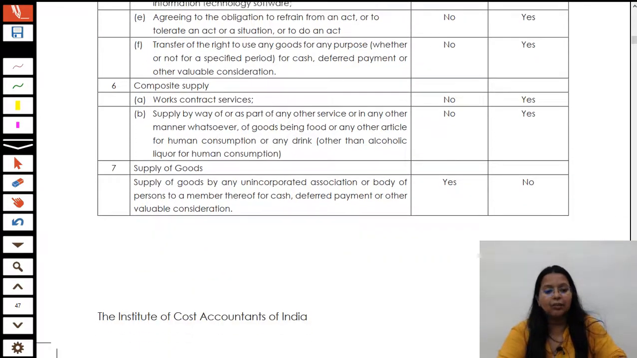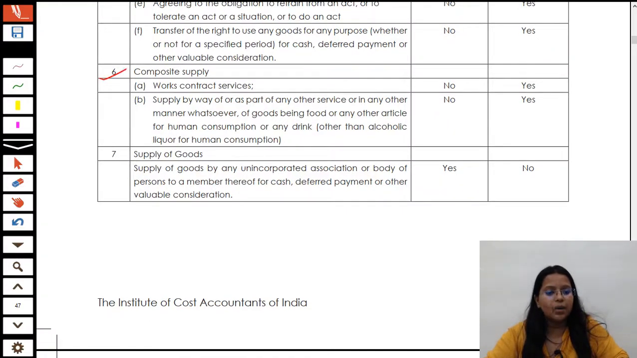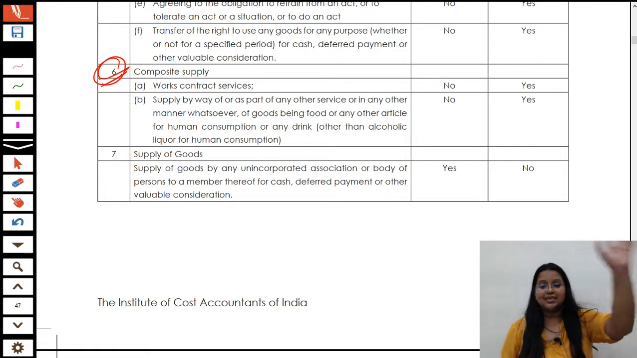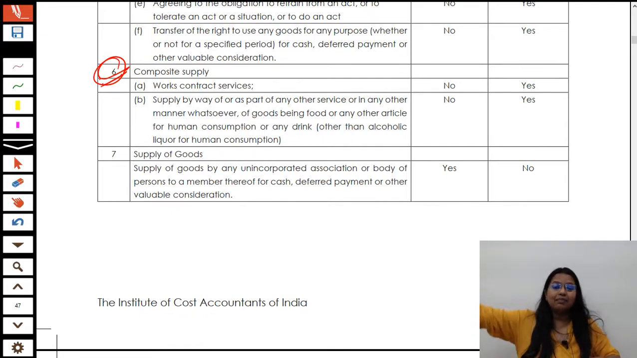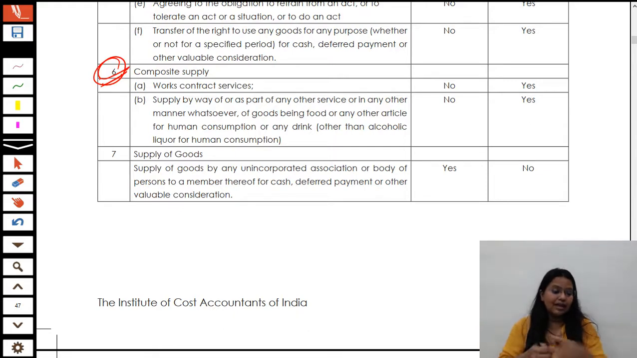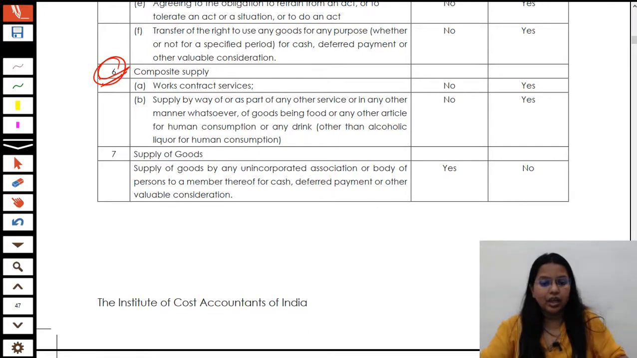Next is composite supply. Students, what do you mean by composite supply? I have already told you under section 8 of the GST Act 2017, and we have covered it in the regular session. Composite supply means a combination of two or more goods or services or both for a single price, where the combination is naturally bundled in the ordinary course of business. For example, if a person is supplying a mobile phone with a SIM ejector or charger, it is a composite supply. Now there are two cases.